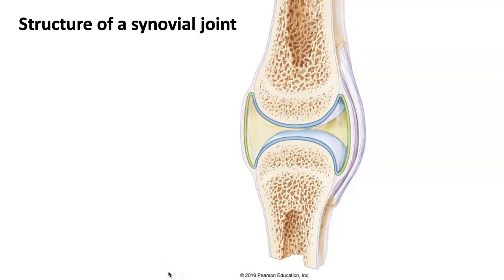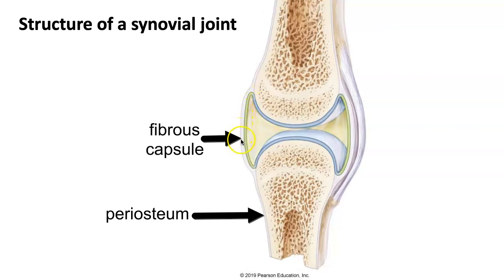Let's start by taking a look at a structure that we're familiar with, the periosteum. Remember how the periosteum is a membrane that surrounds the outside of the bone? In a synovial joint, the periosteum of one bone spans the distance between the two bones and fuses to the periosteum of the next bone. This extension of the periosteum is known as the fibrous capsule.